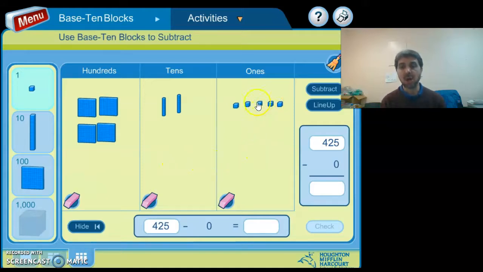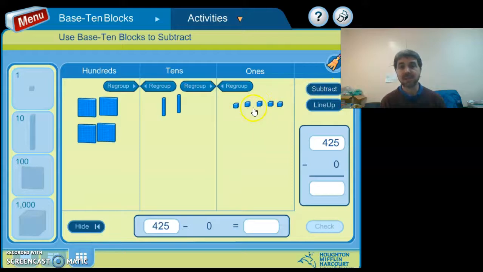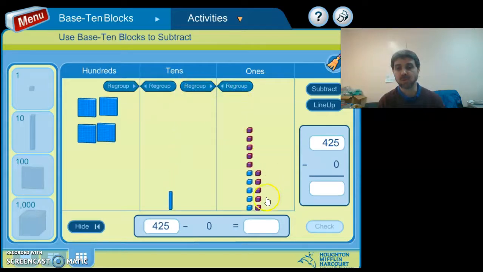So I cannot subtract 9 1s, okay, because I only have 5 1s, right? So what do I do? I go to the tens place, and I regroup one of these 10s into becoming 10 1s. So I'm like, thank you very much, I'll take you and break you up and put you over here. That's kind of cool, right? So now I can take away 9 of these 1s. So I take away 1, 2, 3, 4, 5, 6, 7, 8, 9.